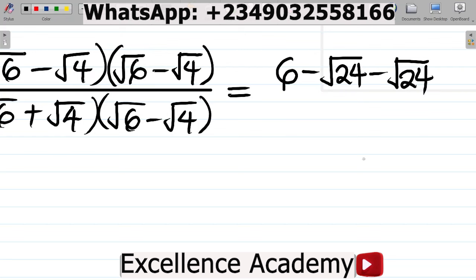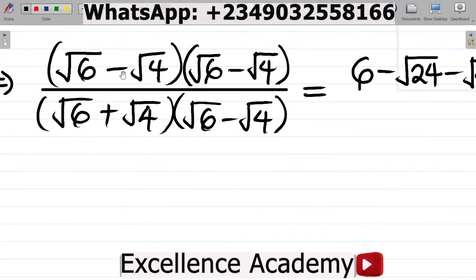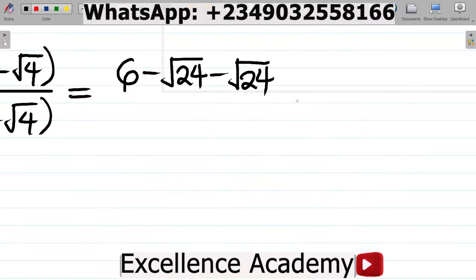You can use your calculator to punch this. And then minus minus is plus. Root 4 times root 4 gives you 4. That gives you plus 4. So this, plus 4, all over.